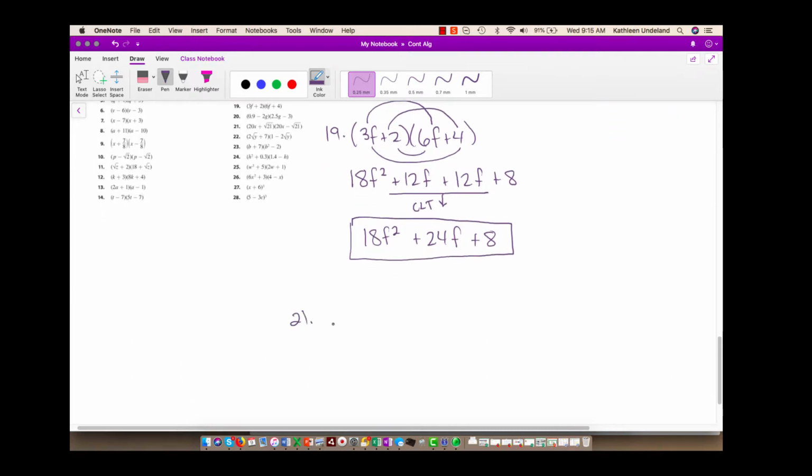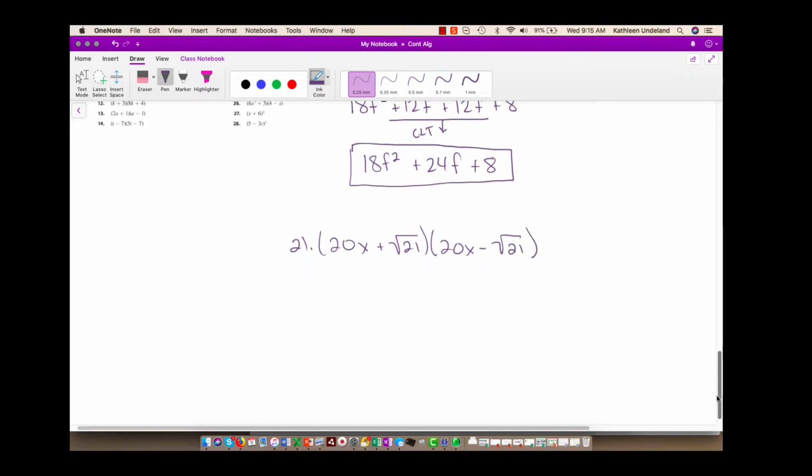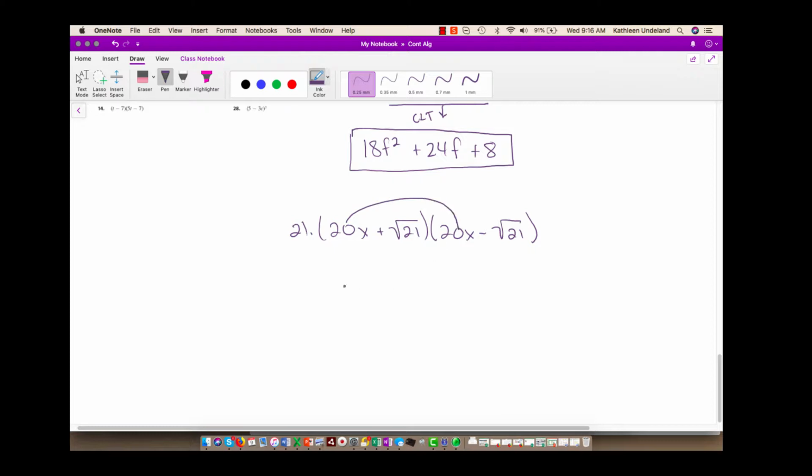All right, 21. We have 20x plus the square root of 21, and then 20x minus the square root of 21. All right, 20x times 20x is 400x squared. The outside is going to give me, yikes, a mess. Negative 20 times the square root of 21 times x. So I'm going to write it like that. And the inside is going to give me positive 20 times the square root of 21 times x.